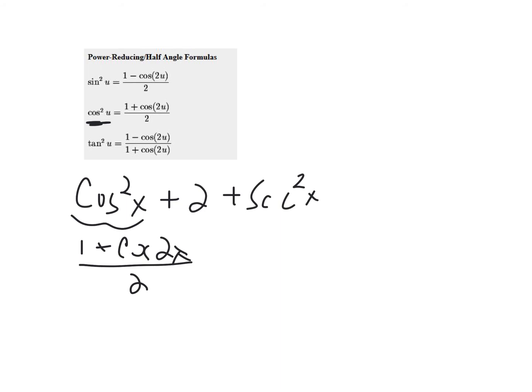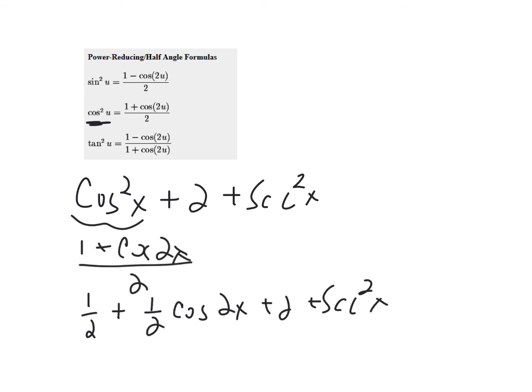Now, what do we do here? Well, this is, again, one fraction, so isn't that 1/2 plus 1/2 cosine 2x plus 2 plus secant squared x. And I see I can add these two things, right? So that's 2 over 2, 4 over 2. So 4 over 2 plus 1 over 2 is 5 over 2.